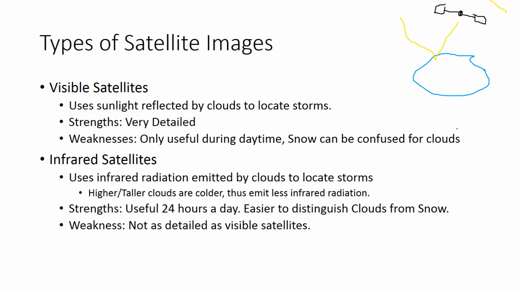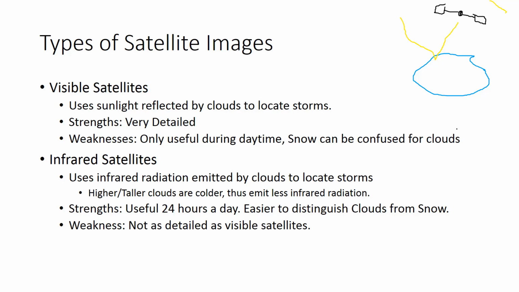However, there are two main downfalls to visible satellites. The first one is that visible satellites rely on reflected solar radiation. So that means that you need sunlight to hit a cloud and bounce off the cloud. This is only useful during the daytime. These satellites are essentially useless at night, because there's no sunlight.